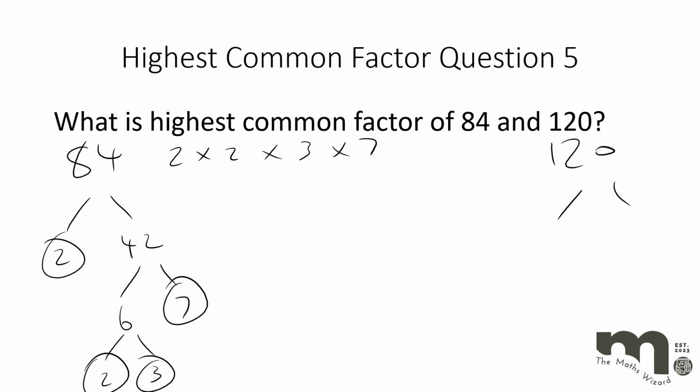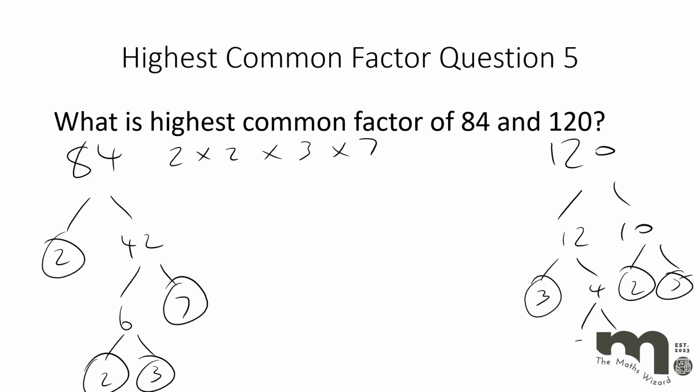Now 120, I'm going to maybe do 12 and 10 there, get the numbers nice and small. Perhaps do 3 and 4 for your 12. 3 is prime. 2 times 5 gives you 10. They're both prime. Now if we go again with the 4, we've got 2 and 2 there for that. So then for the 120, we've got 2 times 2 times 2 times 3 times 5. So now what we need to do is have a look at doing a little Venn diagram again.